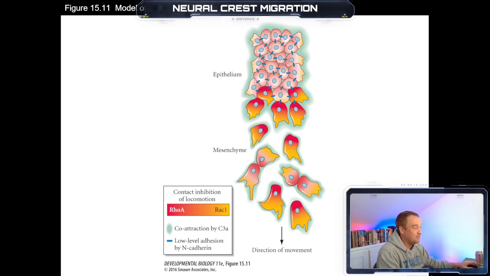This causes them to pull together, and then as the group moves, that contact inhibition causes them to move as a group, because they're stuck together, as opposed to away from one another. So you can see that as they migrate up and start to contact this, they'll move in the direction of the contact.